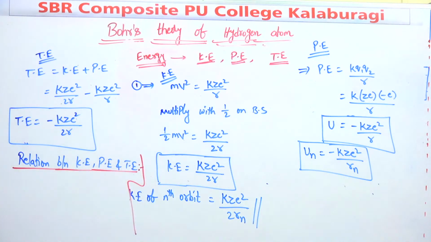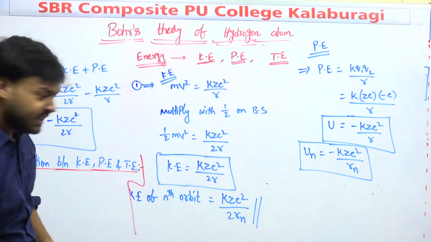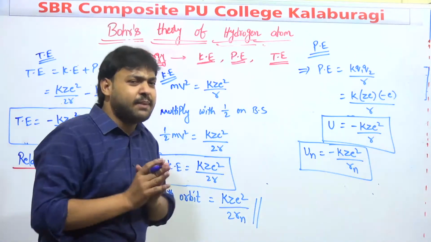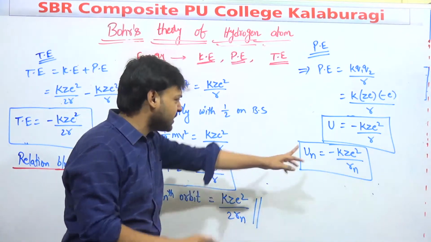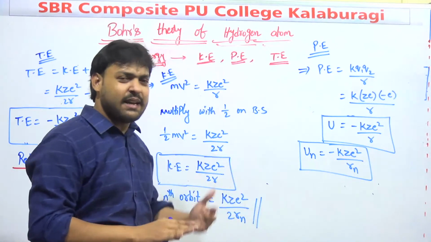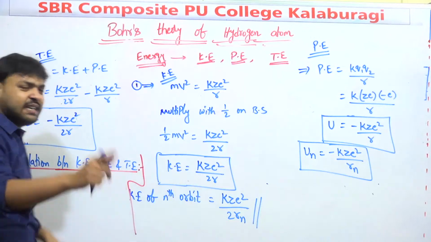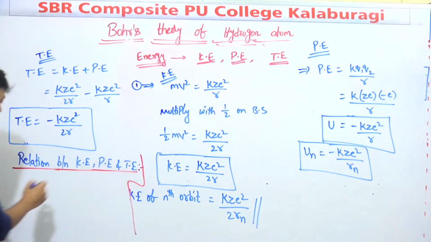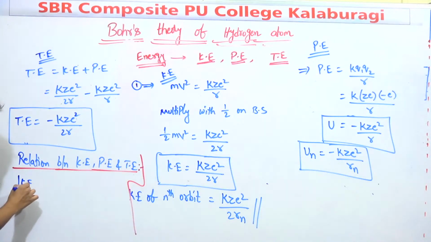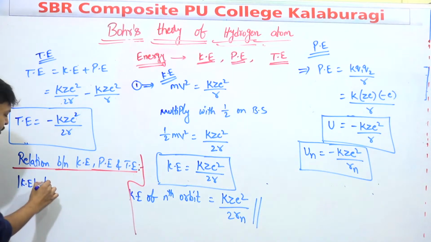Right. So what is the relation? See, kinetic energy, I am taking the magnitude now. Why? Because minus is also there. I am neglecting that minus. I am taking only the magnitude, the modulus. Okay. So kinetic energy and total energy are same. So what can I write? Modulus of kinetic energy and modulus of total energy.